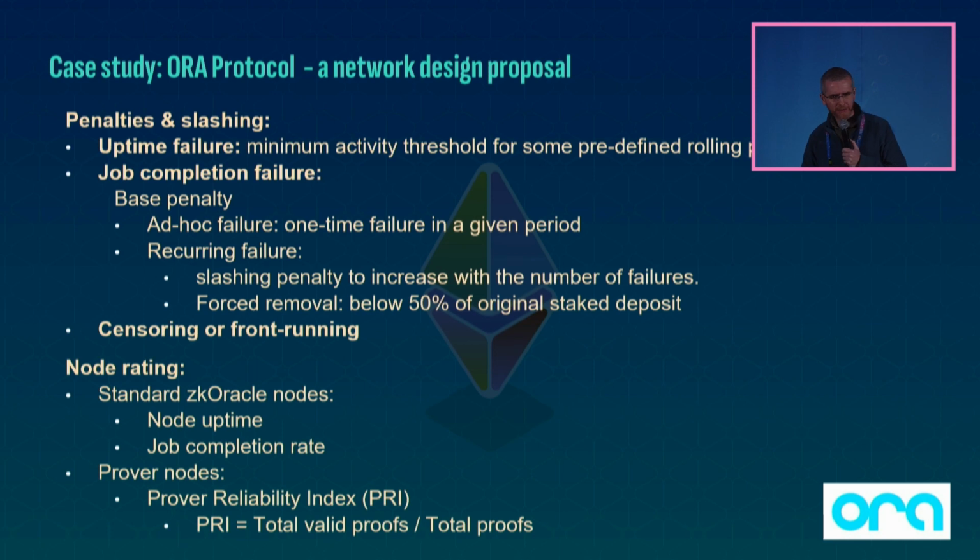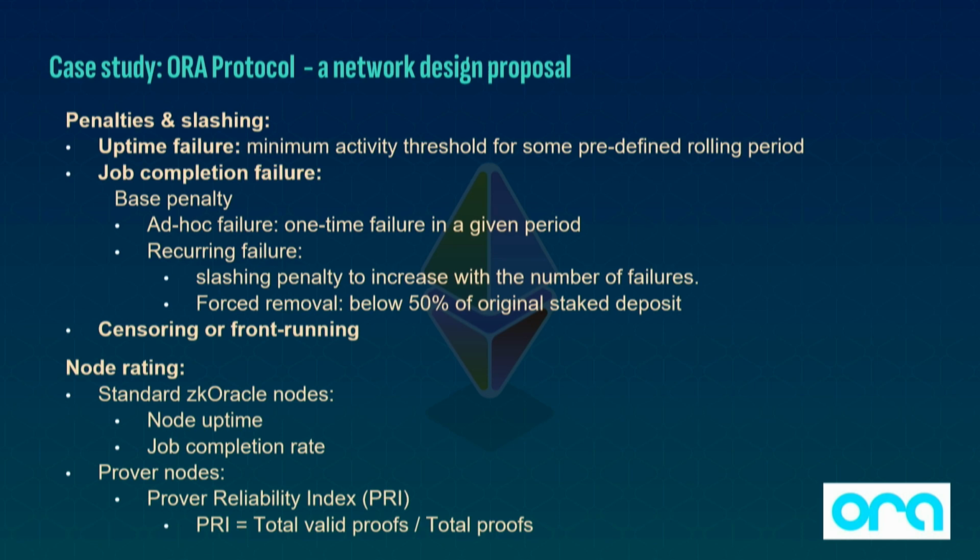And I think, last slide, regarding penalties and slashing: uptime failure, job completion failure, and censoring or front running could be those cases where we apply penalties. Job completion failure is one of the key aspects. It could be based on a base penalty. In case of ad hoc failure, the base penalty is applied. In case of recurring failure, the penalty is multiplied by the number of failing instances. And there should be a forced removal from the active node set if the deposit of the node drops below 50% of the original deposit.